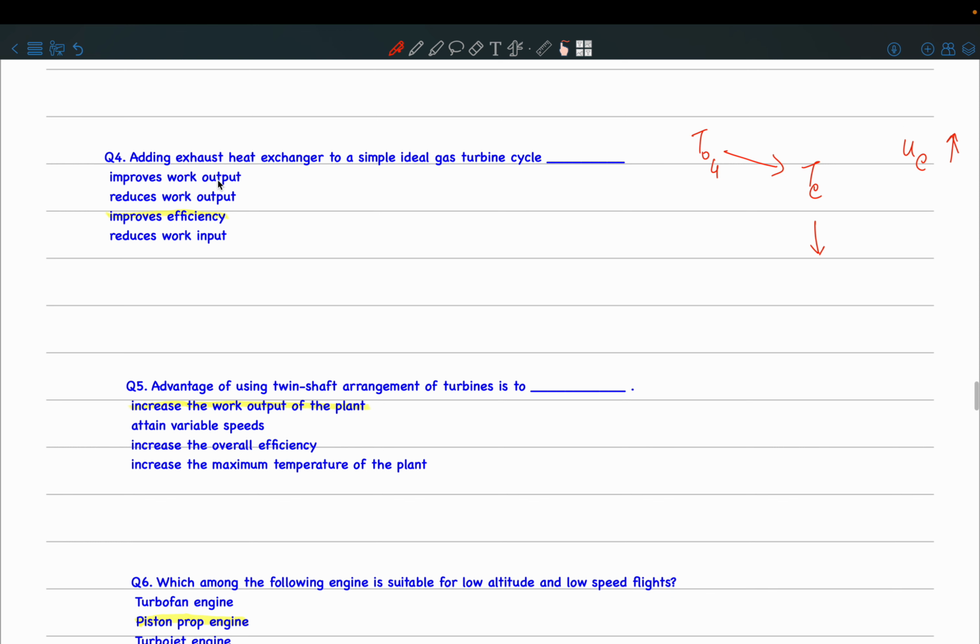Work output is what the turbine is producing. That will be used to run the compressor. And efficiency will be defined in terms of thrust times the velocity. So the thrust component is going to increase because of adding the heat exchanger. Okay.